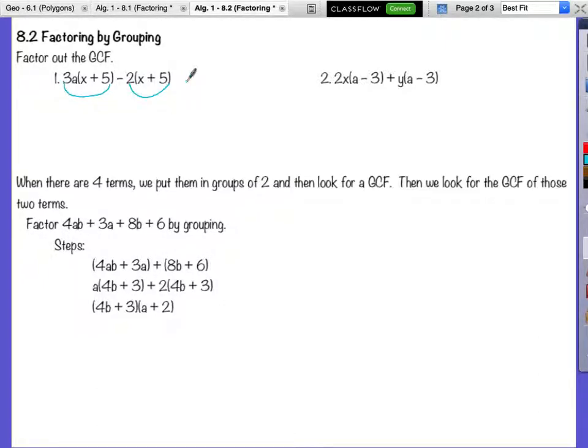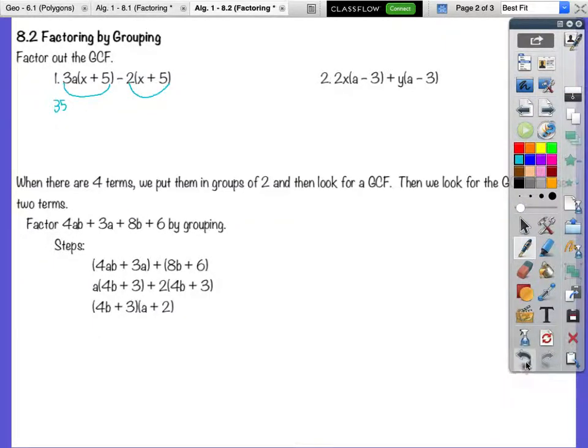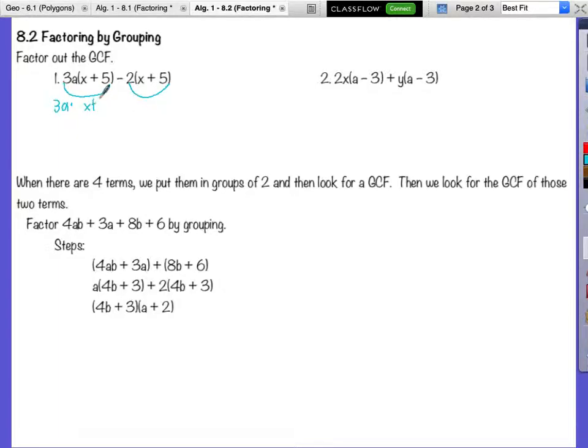Let's look at it this way. The factors of this whole big thing: one factor is 3a, and the other factor is x plus 5. These are our two factors of this. Factors are two things that multiply together. So these are our two factors of the big part on the left. On the right, our two factors are this 2 and this x plus 5.